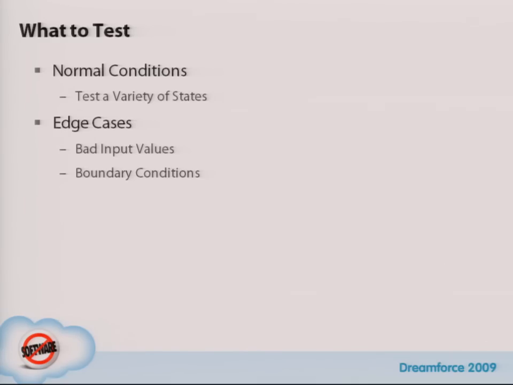Null is a classic bad input value. That'll cause you an exception every time. The empty string is another really good bad input value. So there's lots of those. You've got to test those. That's important. Also, boundary conditions. And we're going to explore one of those today.